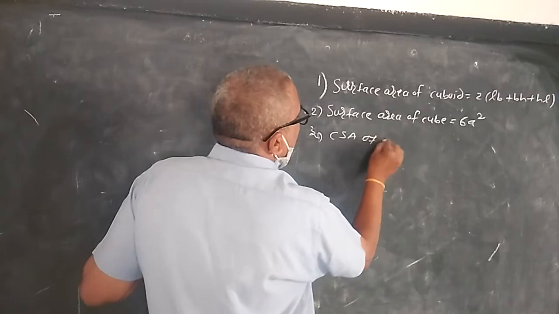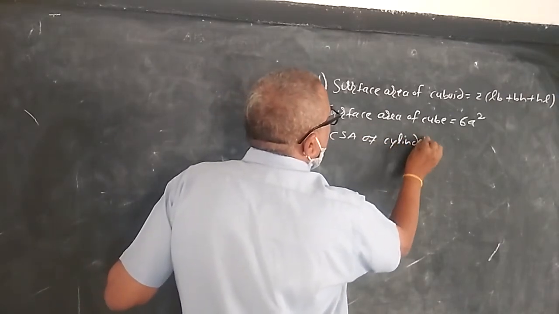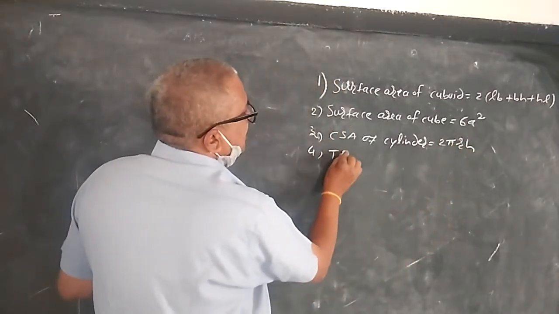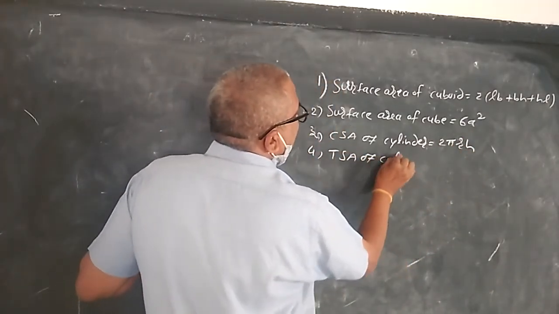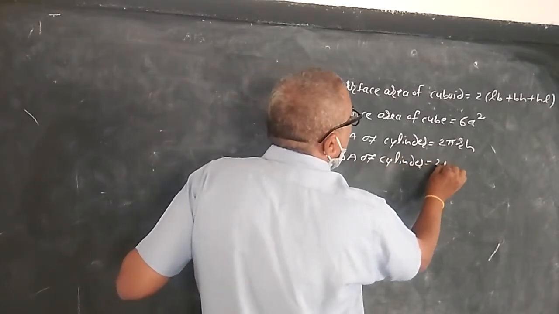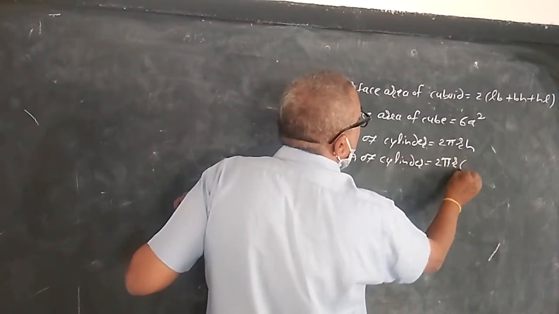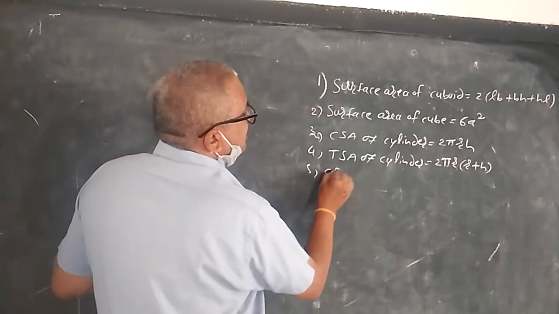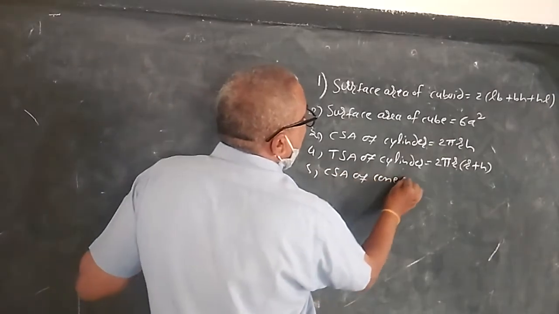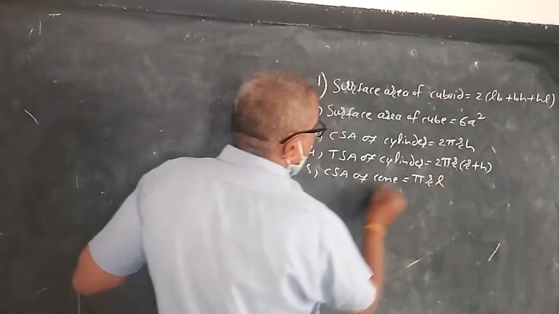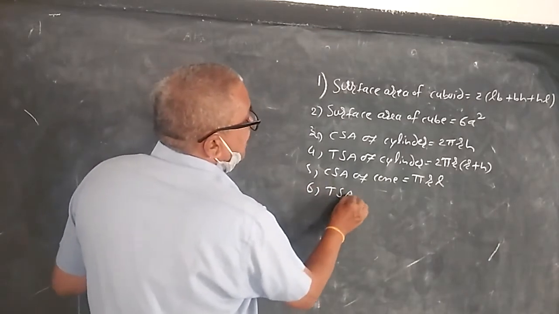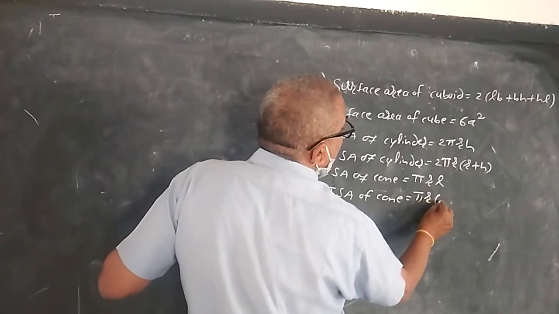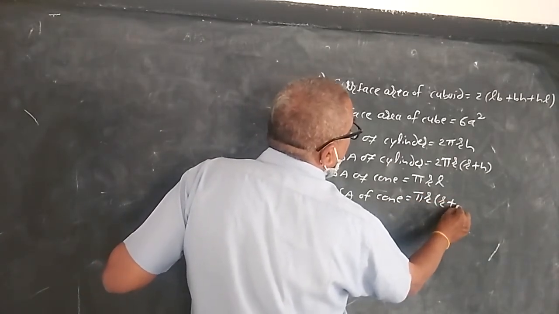CSA of cylinder 2 pi RH. TSA of cylinder 2 pi R into R plus H. CSA of cone pi RL. TSA of cone pi R into R plus L.